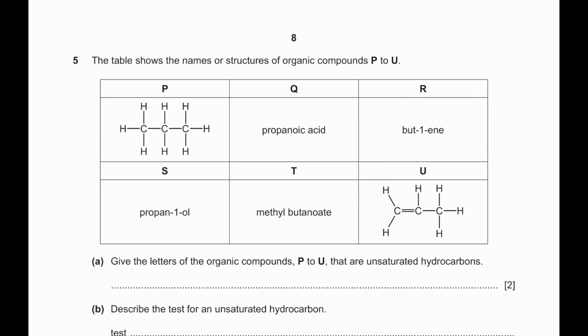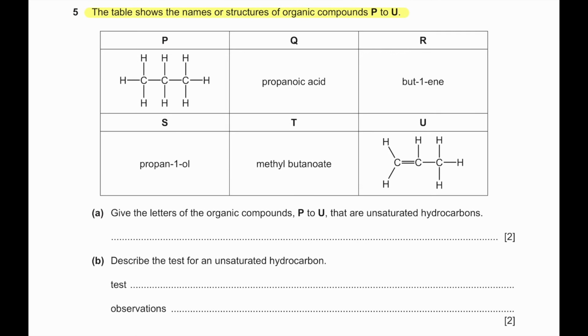Question number 5. The table shows the names or structures of organic compounds P to U. We can see here we have P, which is an alkane. So this is propane, a 3 carbon compound. And then we have propanoic acid. So propanoic acid will be a 3 carbon compound but with the carboxylic acid group. So we represent the propanoic acid.